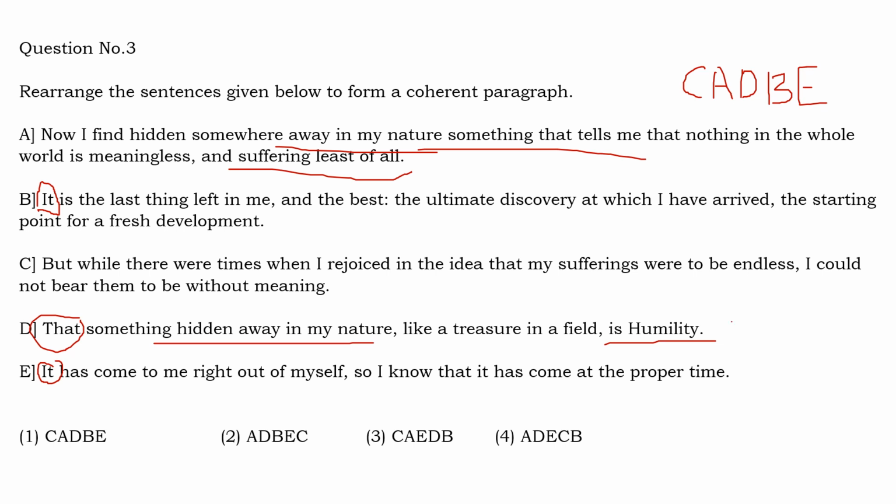So when you state this sentence, "it is the last thing," when you are writing in a passage, it will be like this, right? So it is directly referring to the humility. That is why it is always better to have B after D, then E. "It has come to me right out of myself." Even here you have it as the first word, so you might ask why not put E here? But B is telling you what that thing is, and why it is important, because it is the last thing and it is the start for a fresh development, and it has come at the proper time.